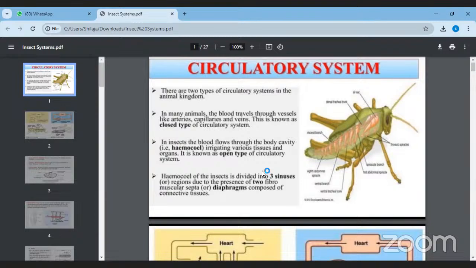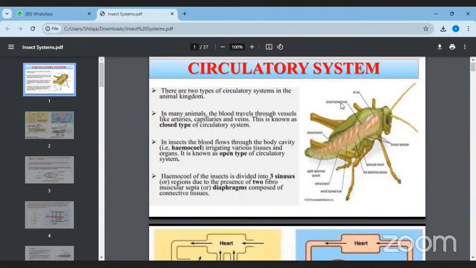And coming to the hemocoel of the insects, it is divided into three sinus regions due to the presence of two fibromuscular septa or diaphragms composed of connective tissues. So in your textbooks, the detailed diagram is there, and in this diagram also you can see the same thing that you will have in your textbook.